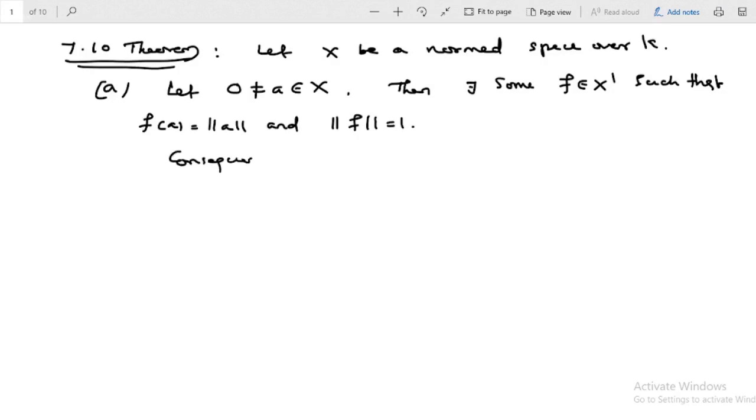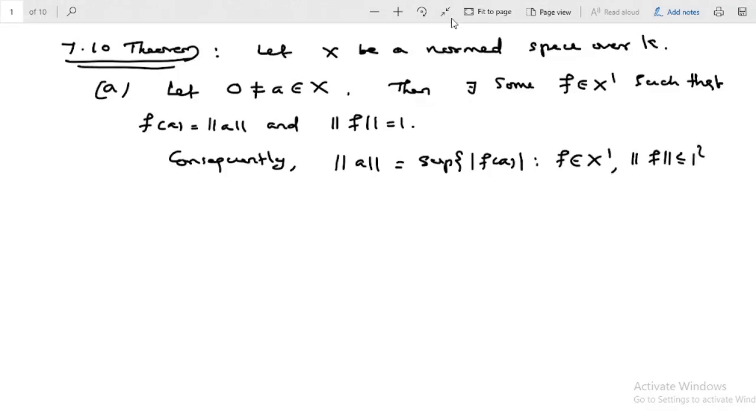Consequently, norm a is equal to the supremum of the set modulus f of a such that f belongs to X dash and norm of f is less than or equal to 1. But the norm of a is equal to the supremum of the set modulus f of x such that x belongs to X with norm x less than or equal to 1. Here, corresponding to the element in the domain, taking a particular element, norm a has been obtained as a consequent result.